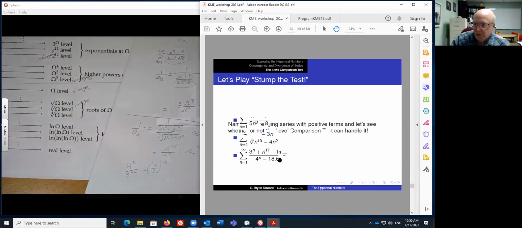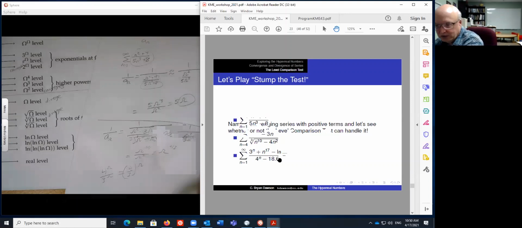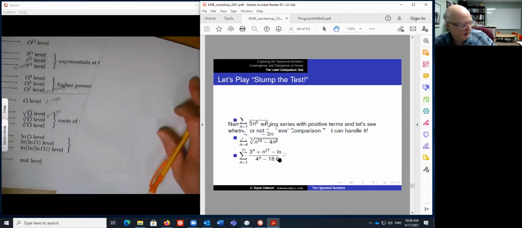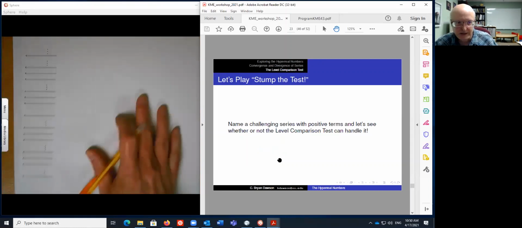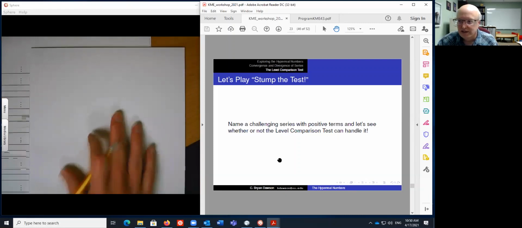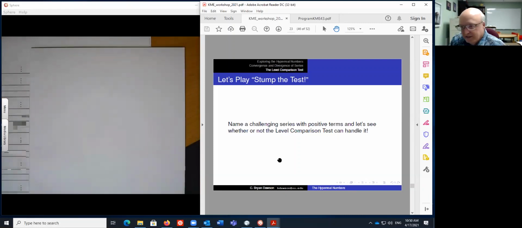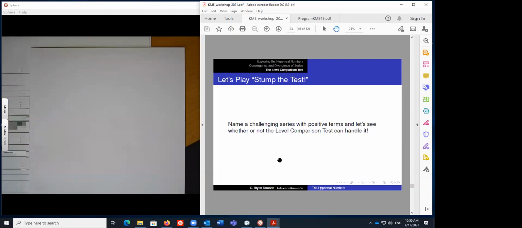So we could try to play Stump the Test. So faculty members, do you have a challenging series with positive terms that we could try to see if this level comparison test can handle it? Anyone want to chime in? You'll have to unmute yourself. I don't know if it's challenging, but would you do the Taylor series?